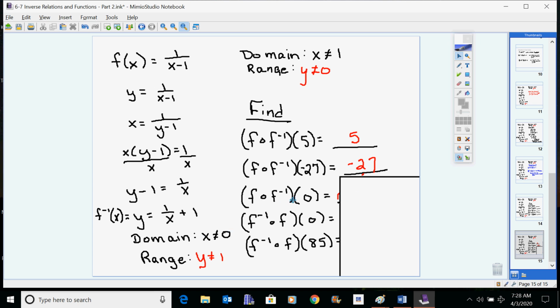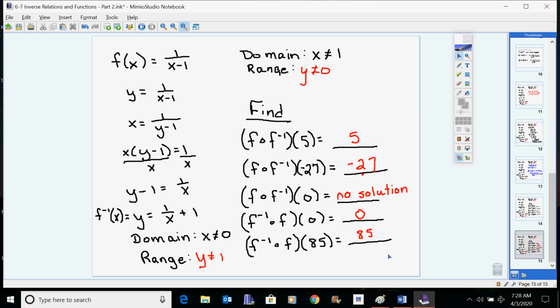Not restricted. F of f inverse of 0. Okay, f inverse has a restriction on the domain. It can't be 0. So that means this one has no solution. We switch the order though, and we look at f of f inverse of f of 0. We check out the domain up here for f, and that's perfectly fine. The only thing x is not allowed to be for the f function is 1. So this answer is just 0. And then f inverse of f, 85 is fine. So 85 is your answer.